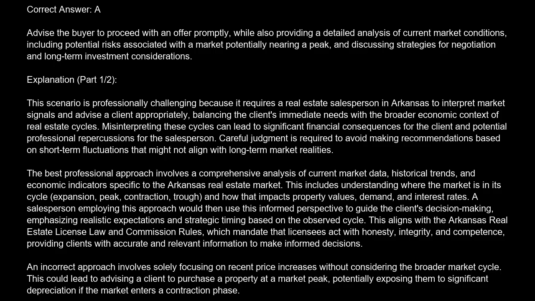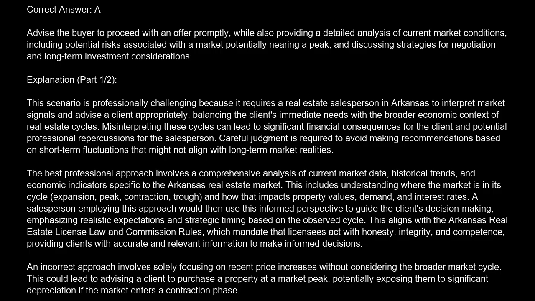The best professional approach involves a comprehensive analysis of current market data, historical trends, and economic indicators specific to the Arkansas real estate market. This includes understanding where the market is in its cycle: expansion, peak, contraction, trough, and how that impacts property values, demand, and interest rates. A salesperson employing this approach would then use this informed perspective to guide the client's decision-making, emphasizing realistic expectations and strategic timing based on the observed cycle.